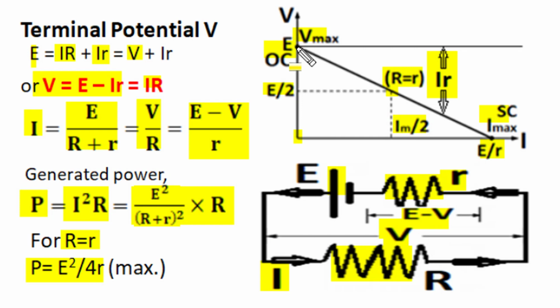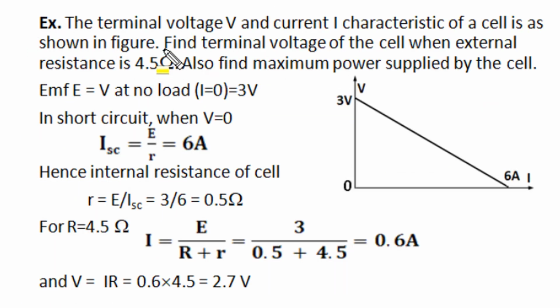So maximum voltage occurs when load resistance is infinite, maximum current occurs when load resistance is 0, and maximum power occurs when load resistance is equal to internal resistance, and maximum power is E square by 4R. Practice of the following 4 numerical examples will increase both subject clarity and scoring ability.